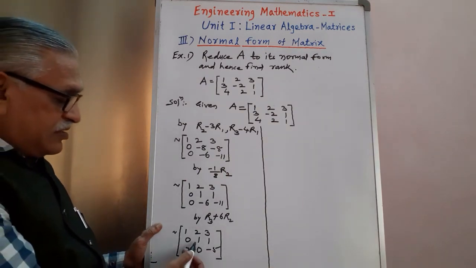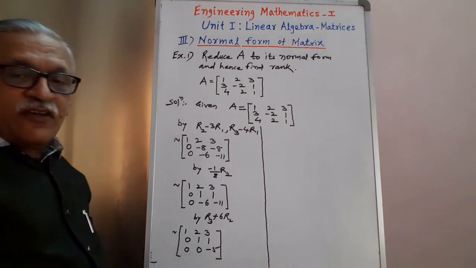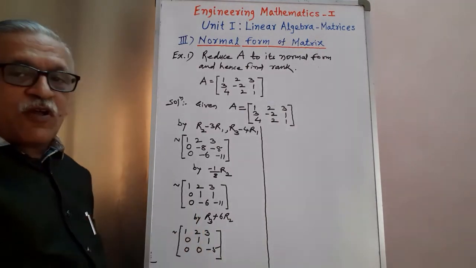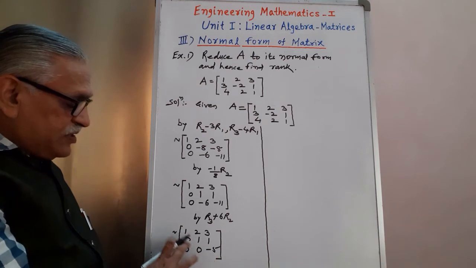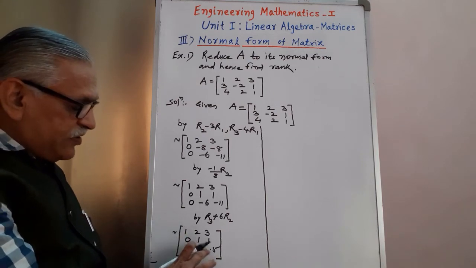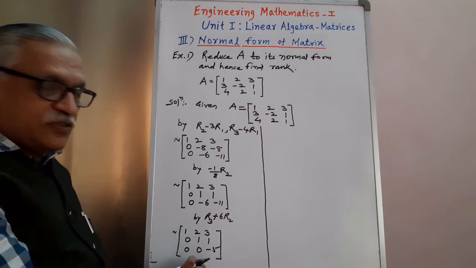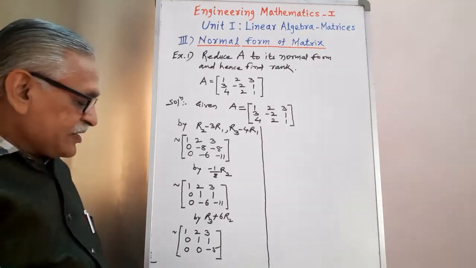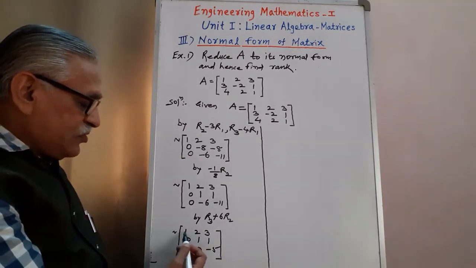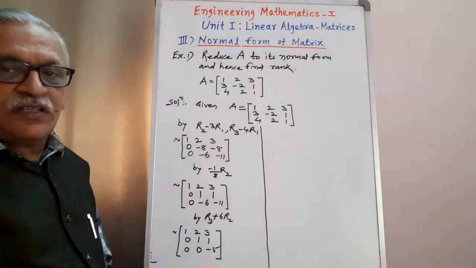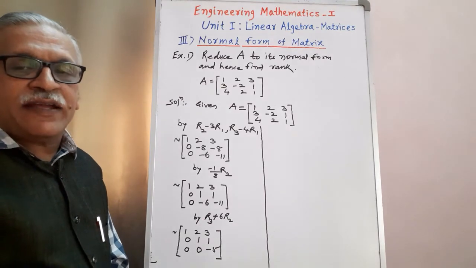The third diagonal element is minus 5, non-zero. If it were only a problem for rank, we could stop here, as all the principal diagonal elements are non-zero and the lower elements are 0. We obtain the rank as the number of non-zero rows. The first, second and third are all non-zero rows. Therefore, for this matrix, the rank is 3.